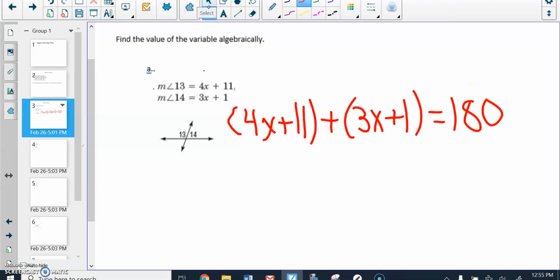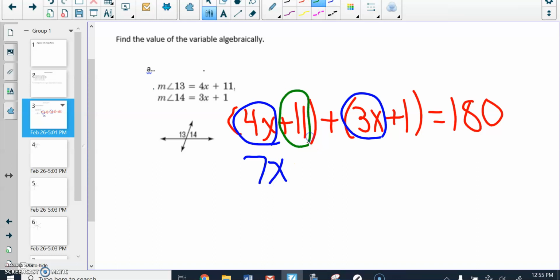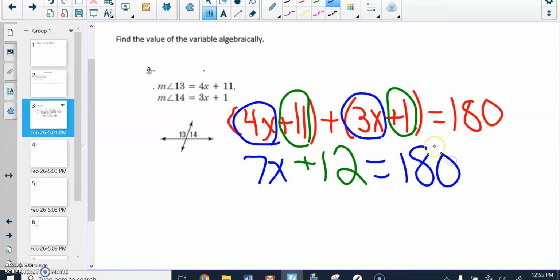Now I can combine like terms. So I'm going to combine together 4x plus 3x to get 7x. And then we'll also combine together positive 11 plus 1 to get plus 12 equals 180. Now we can start doing our inverse work.